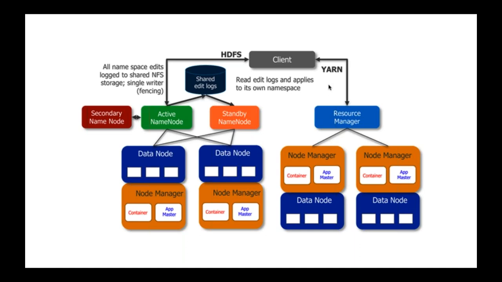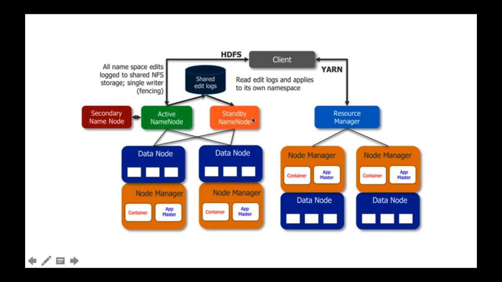Therefore, there is a revised version called Hadoop 2.0. This is also called name node high availability. That means we can increase the number of name nodes horizontally. Here this is horizontal. You see the active name node and the standby name node.